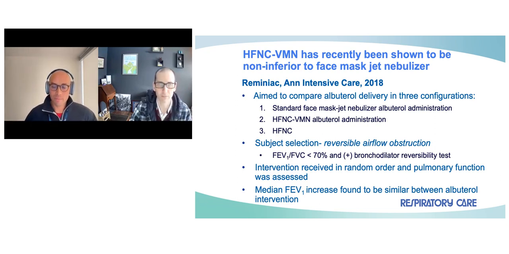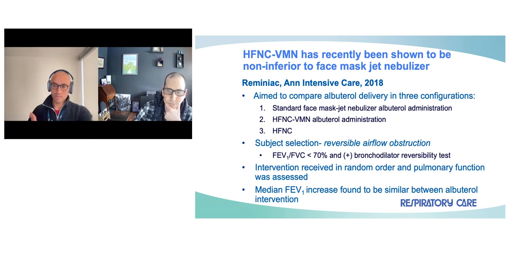This was in the Reminiak paper published in 2018. In their subject selection, they just stated reversible airflow obstruction, and these were the thresholds they used. They did not specify COPD, so they would use all comers who met this FEV1, FVC, and bronchodilator reversibility test. So they were very broad in their subject selection, where the current study we're discussing was specific for stable COPD.